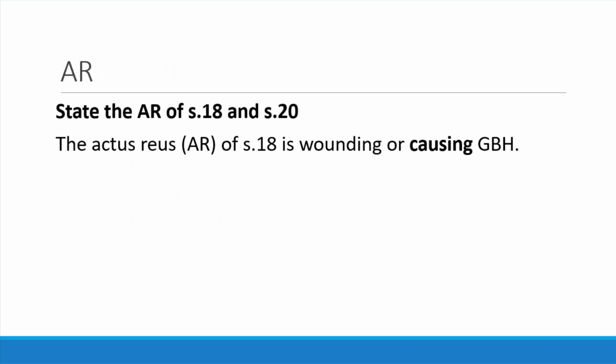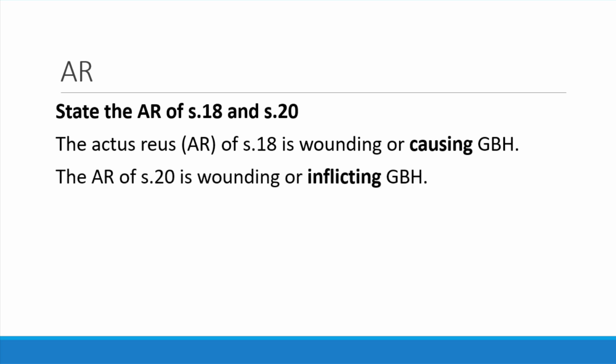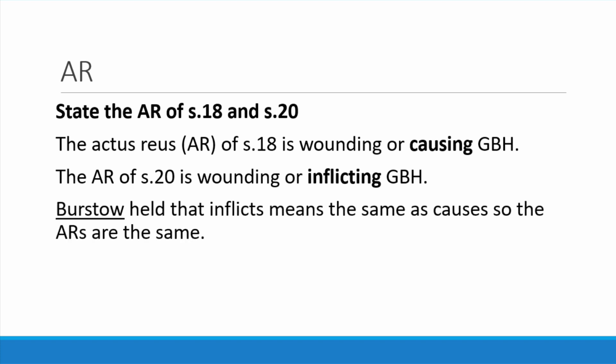The actus reus of section 18 is wounding or causing GBH, and the actus reus of section 20 is wounding or inflicting GBH. So there's only one word difference between them. And the case of Burstow held that inflicts means the same as causes. So in fact the actus reuses are the same for both offences.